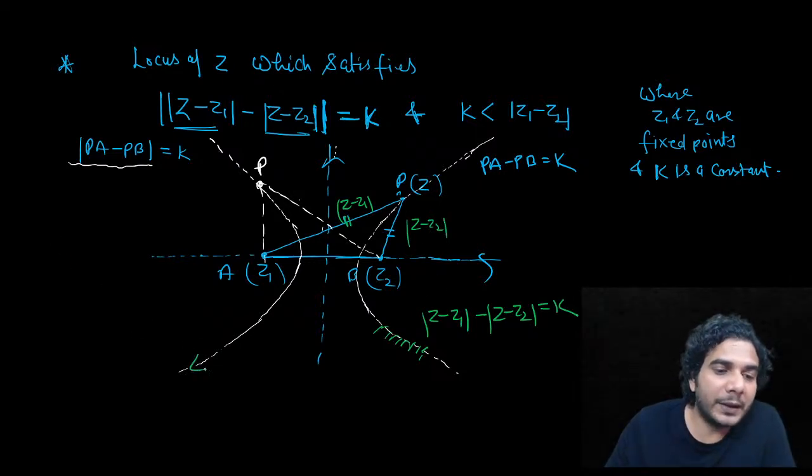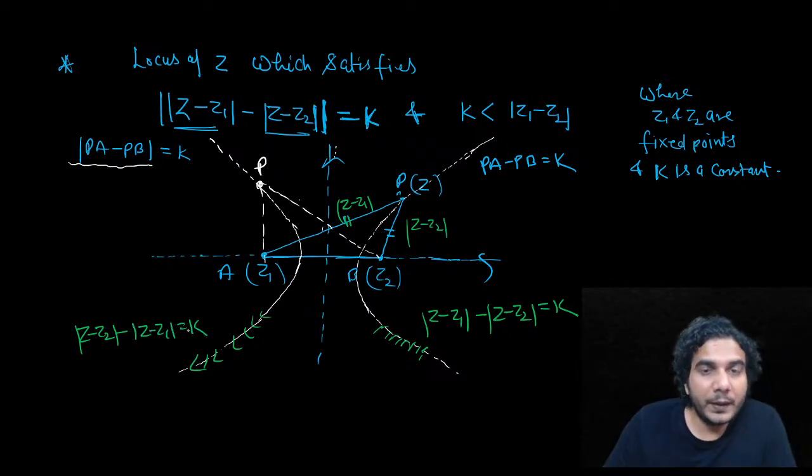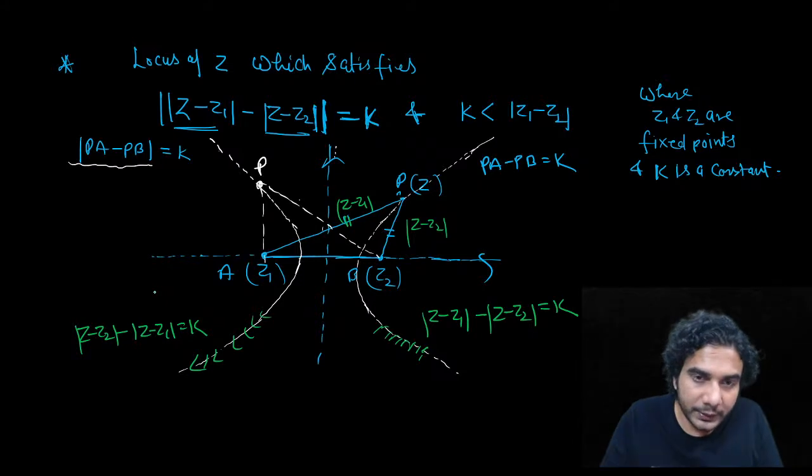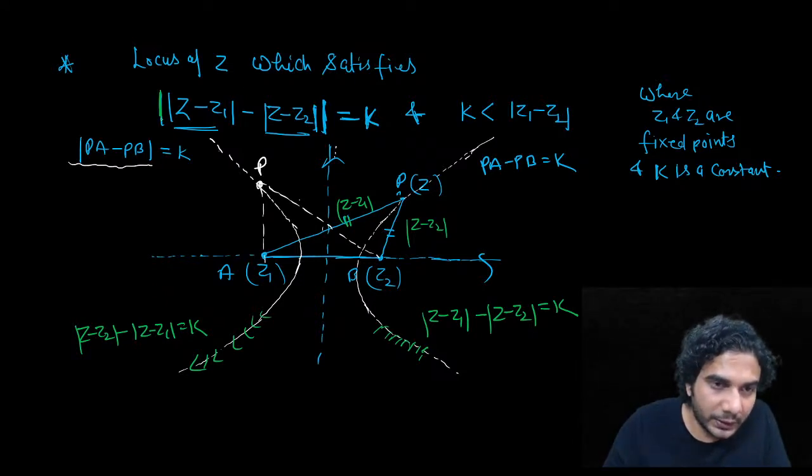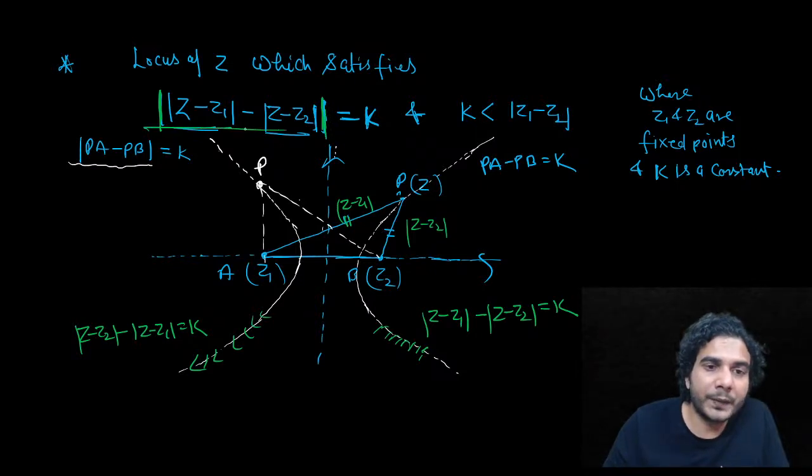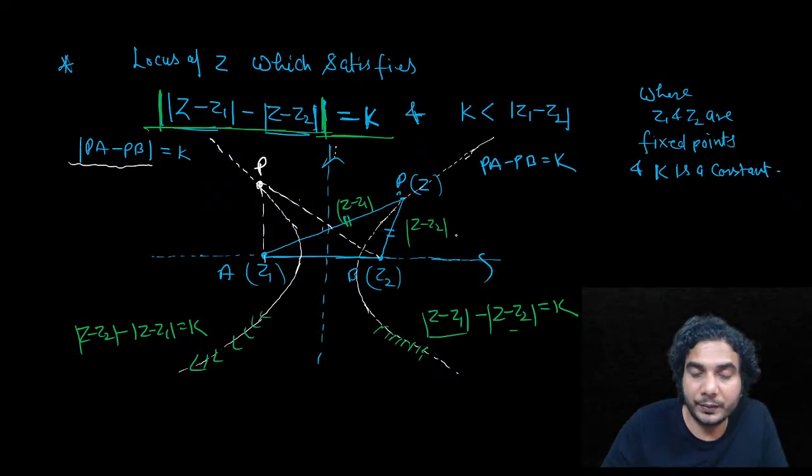And for this particular branch, mod of Z minus Z2 minus mod of Z minus Z1 will be K. And if you put a mod, a whole mod like this, then it will be the complete hyperbola. So if you are not putting this outer mod on these two terms, then it will be only one branch. So just take care of this point. This is a very, very important point. I hope it is clear.